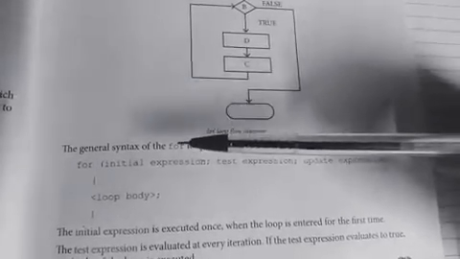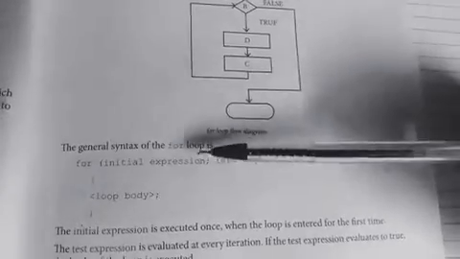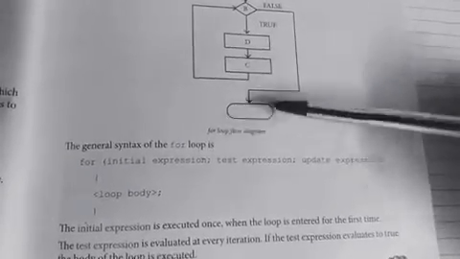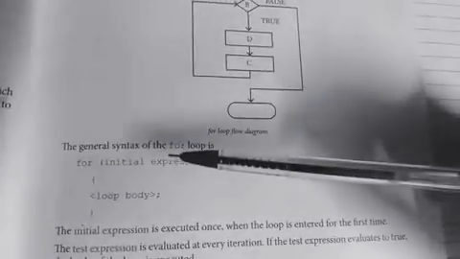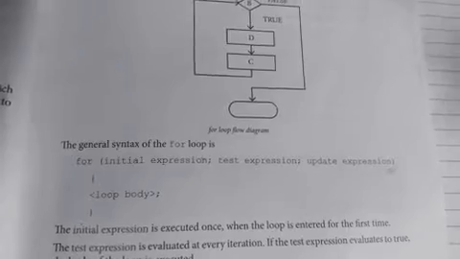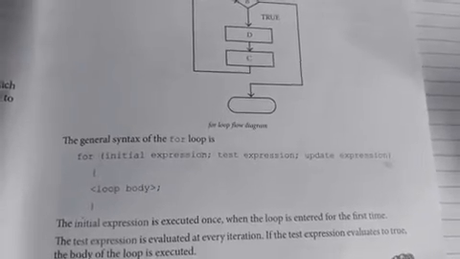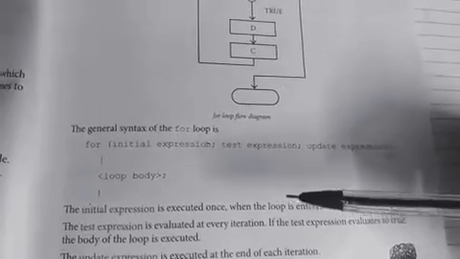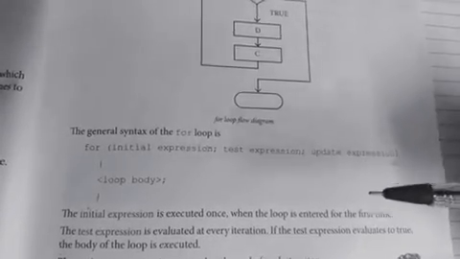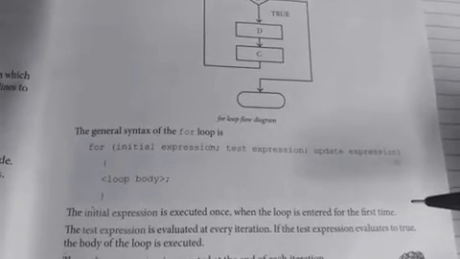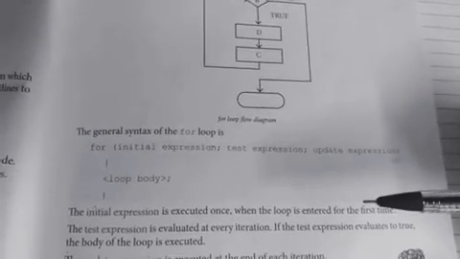So here you can see that inside the for loop, this particular line, there are three expressions we are checking. That is initial expression, test expression and update expression. So let's see what an initial expression is. Initial expression is executed once when the loop is entered for the first time.